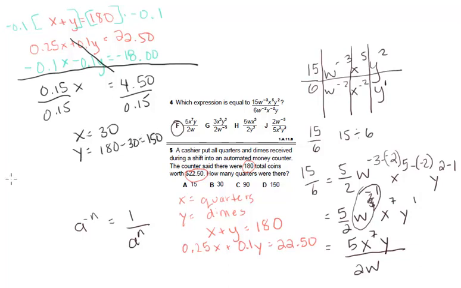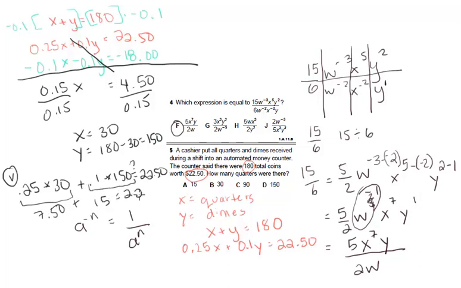And then let's just check to see if this is correct. I want to make sure that my 30 quarters and my 150 dimes really do add up to $22.50. So I can multiply 25 cents times the 30 quarters plus 10 cents times the 150 dimes. Does that equal $22.50? This would be $7.50. This would be $15. And if I add them together, it would be $22.50.